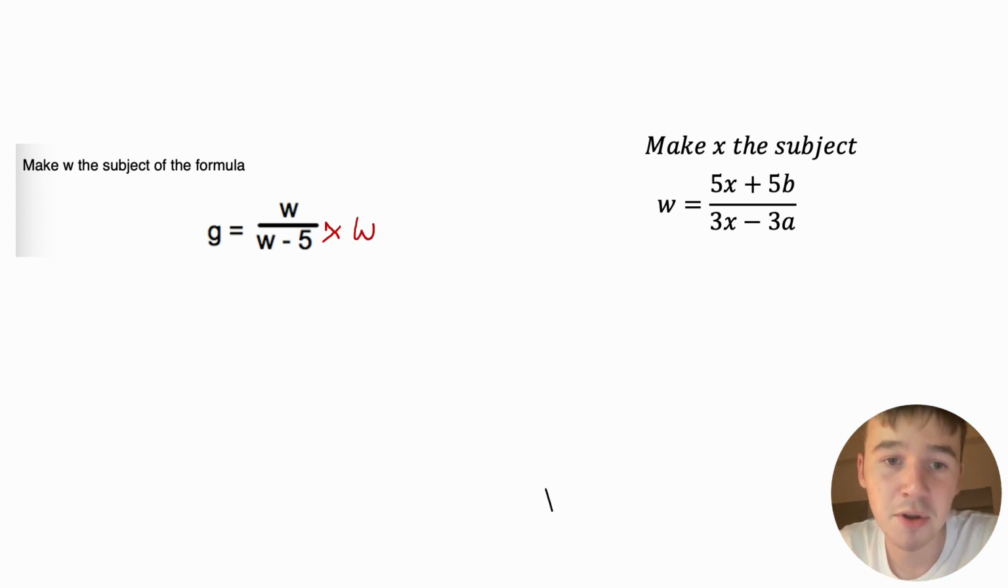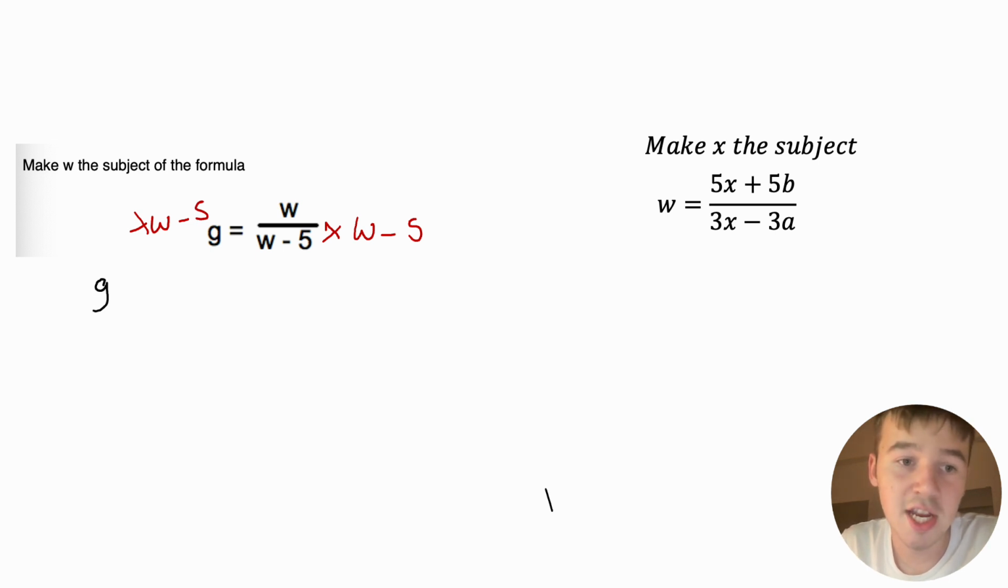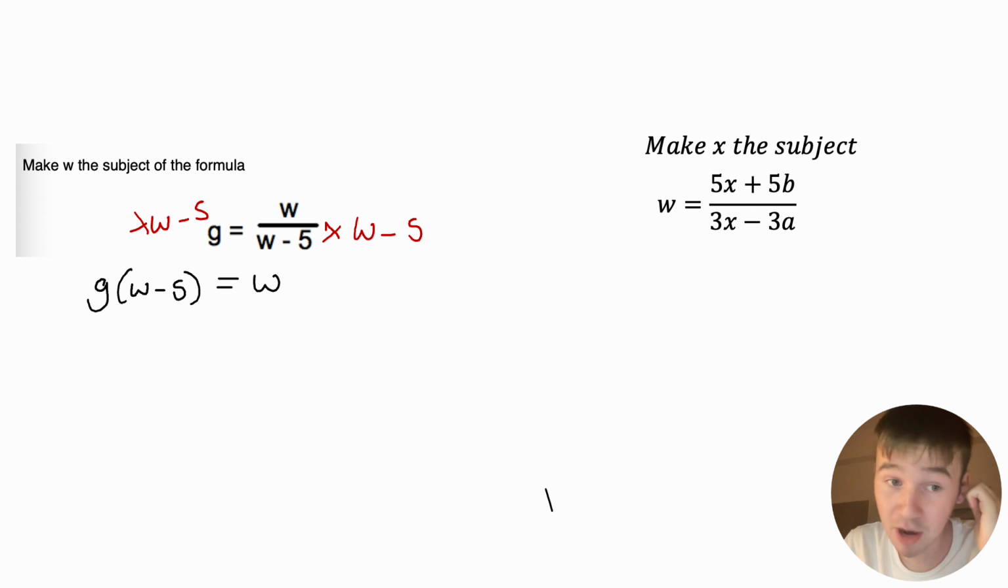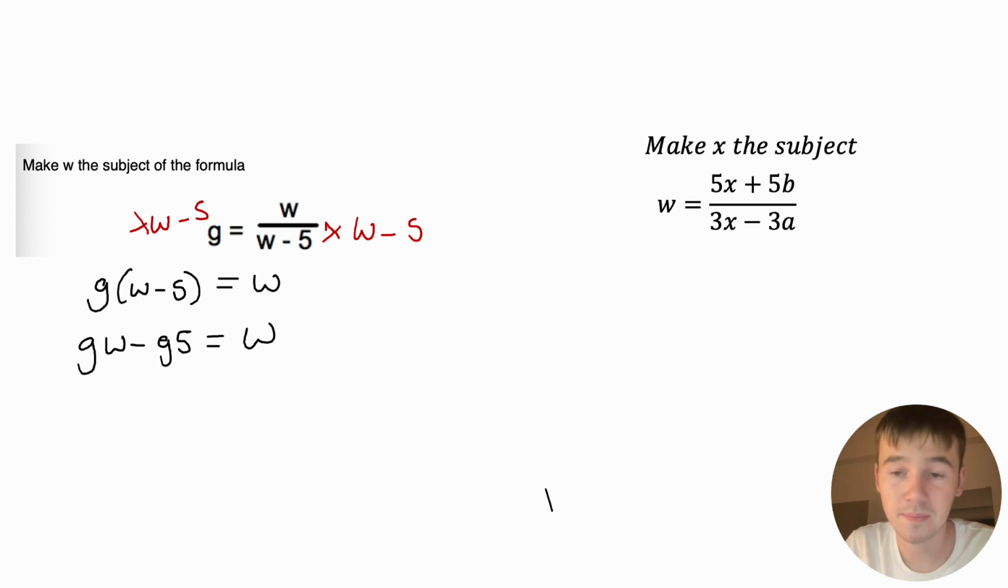So times w minus 5 on both sides. So we're going to end up with g(w minus 5) equals w, okay? We're going to have to expand out this bracket here. So we're going to have gw minus g5 equals w.